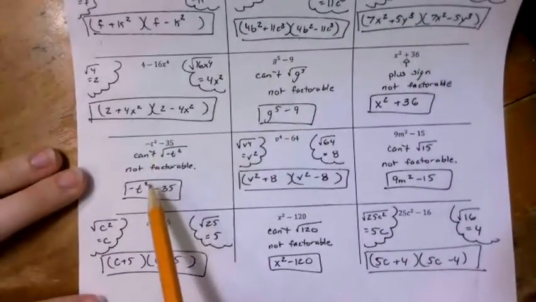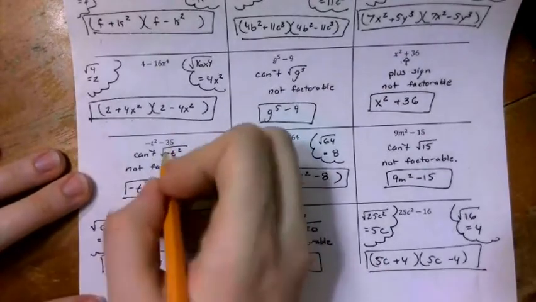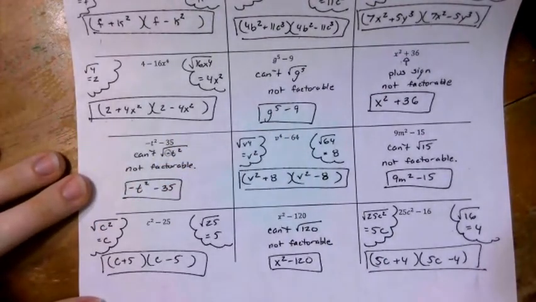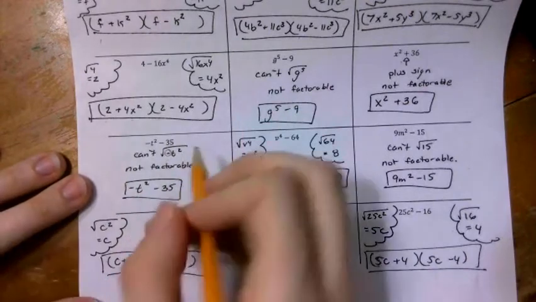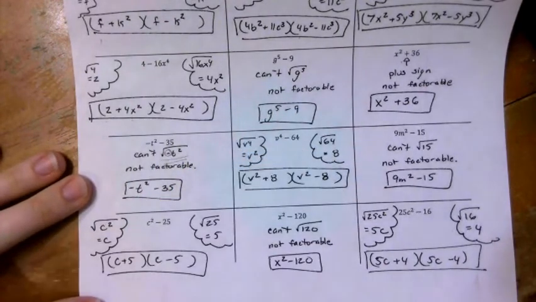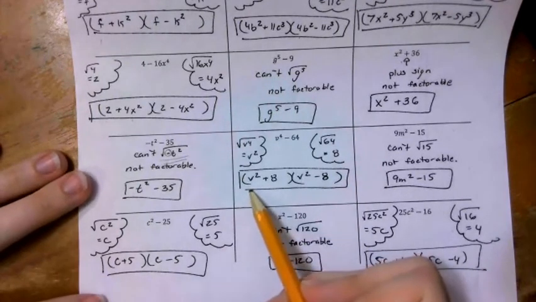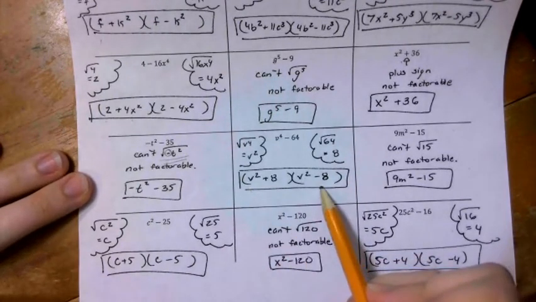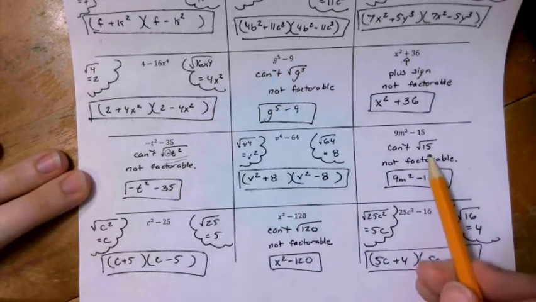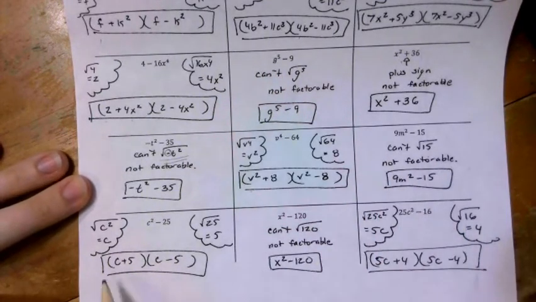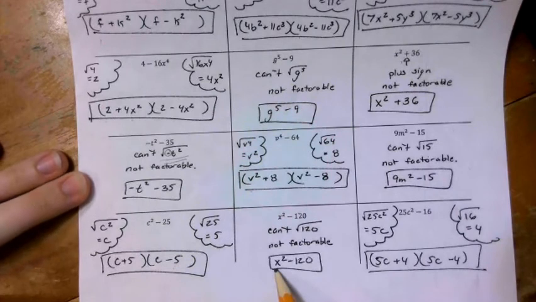The next one, we have a negative t squared. I want to remind you that we cannot take the square root of a negative number. So it is not factorable by difference of squares. The next one, we have v squared plus 8 times v squared minus 8. Then we have another not factorable. It's 15. That's not a square. Then we have c plus 5 times c minus 5. Then we have x squared minus 120. 120 is not a square, so we cannot factor it. Then we have 5c plus 4 times 5c minus 4.